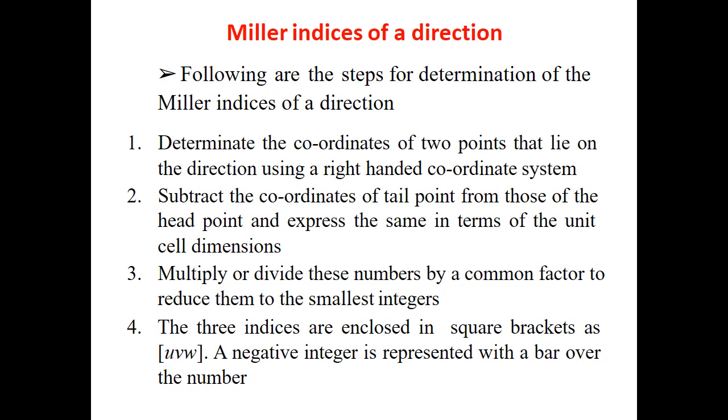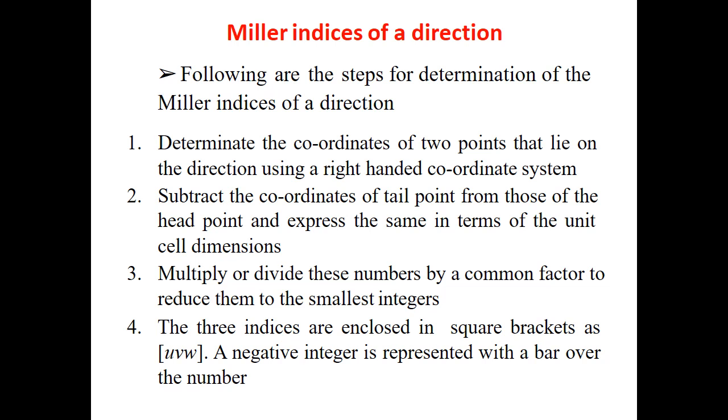Now the question will be how to determine the Miller indices. So let's see the steps involved in the determination of Miller indices of a direction. First step, determine the coordinates of 2 points that lie on the direction using a right-handed coordinate system. So once you have done that, the second step is to subtract the coordinates of the tail point from those of the head point and express the same in terms of unit cell dimensions.